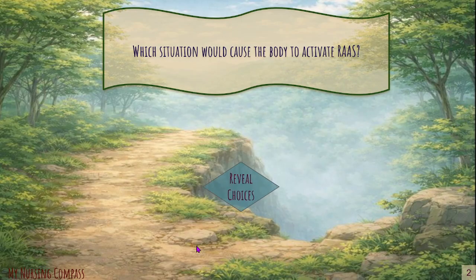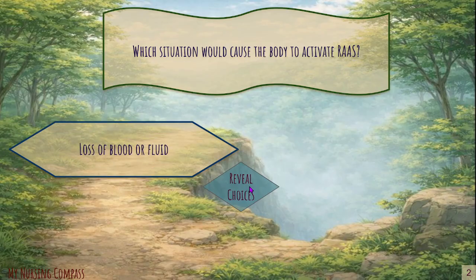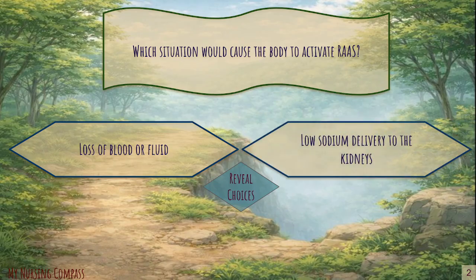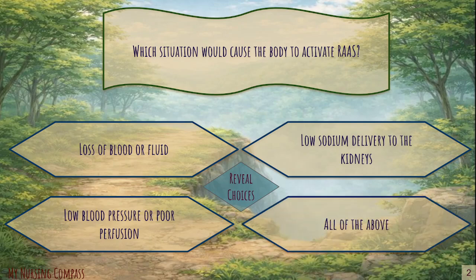Which situation could cause the body to activate RAAS? A, loss of blood or fluid. B, low sodium delivery to the kidneys. C, low blood pressure or poor perfusion. D, all of the above. Which situation would cause the body to activate RAAS?